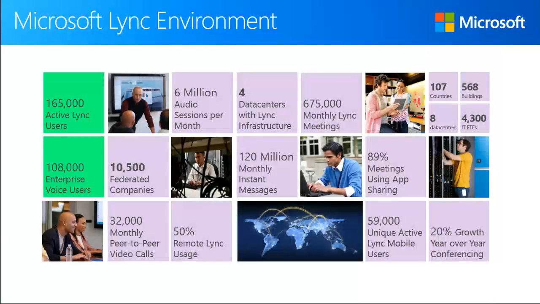What I'd like to call out is really our actual physical environment. We're in 107 countries. We have 568 buildings. Just the Redmond Puget Sound area alone has 92 buildings. We've got 8 data centers, and we have over 4,300 ITFTEs. That's to run every part of our environment, from our network to the line of business apps to everything else.